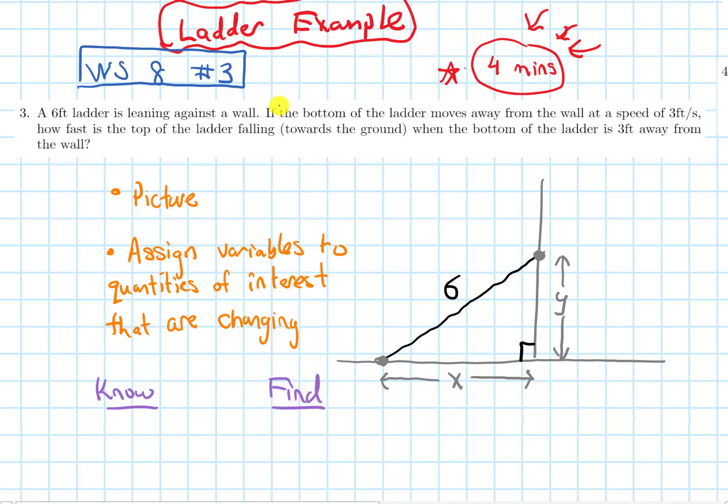The problem tells me the rate at which the bottom of the ladder is moving. So that's going to involve dx/dt. And it tells me that's moving at a speed of 3 feet per second. So I'll put a 3 there. And because it tells me that the bottom is moving away from the wall, this point is moving this way, which means x is increasing. And if x is increasing, my dx/dt should be positive. So this is positive since x is increasing. And I want to find how fast the top of the ladder is falling. So that is related to dy/dt.